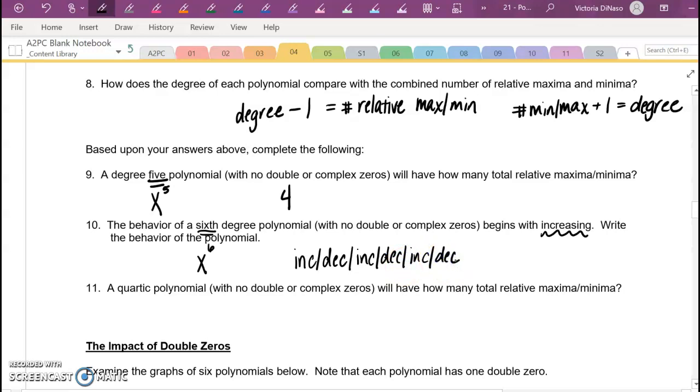And then in number 11, we have a quartic polynomial. That would mean x to the power of 4. It says how many total relative maxima and minima are there? Well, it'd be 1 less than that, which makes 3.